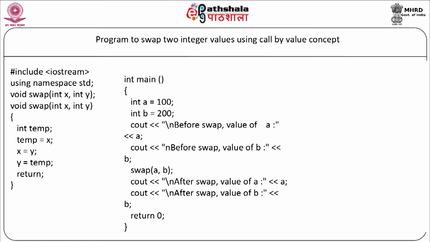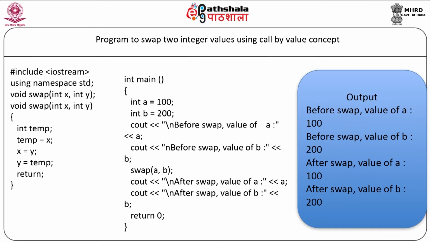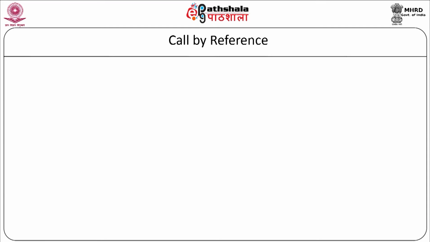Whatever changes the function has made to swap the values of x and y will not be reflected back inside the main program. Now when the above code is compiled and executed, it will produce the result as: before swap the value of a is 100, before swap the value of b is 200, after swap the value of a is 100 and after swap the value of b is 200. So swapping has not taken place for the variables a and b, but it has taken place for the variables x and y.